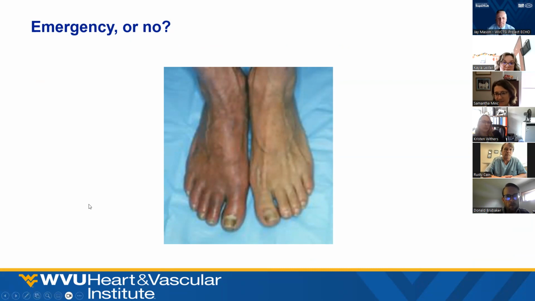Anyone know what this is? You can put it in the comments. It's a thing I already asked the group about that nobody wanted to answer. Kristen said, oh. But I don't know if it was referring to those. The dependent rubor. Yeah, so this is a patient with dependent rubor. So this is a sign of PAD, but not necessarily an emergency. If you elevate it, it should be the same color as the other way.